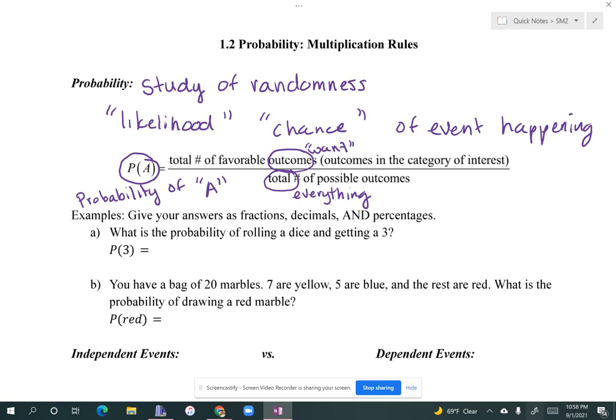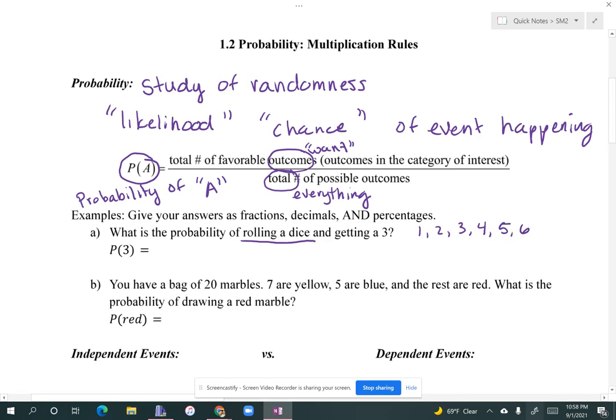So this first example says, give your answers as fractions, decimals, and percentages. So that we've got three ways that our answer is going to look. So the first thing says, what is the probability of rolling a dice? That's our event, and getting a 3. So rolling a dice, we've got to think of this. What does a dice look like? Well, a dice has 6 sides with numbers 1, 2, 3, 4, 5, and 6 on them.